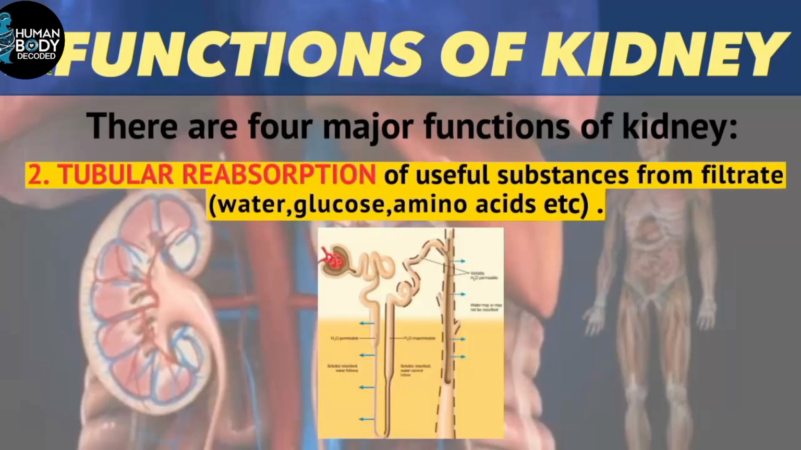The second major function is reabsorption. During the filtration process, some useful substances like water, glucose, and amino acids are filtered along with the waste. The kidney reabsorbs these useful substances so that they are not lost. How exactly the kidney does all of this is a topic I will cover in another lecture.